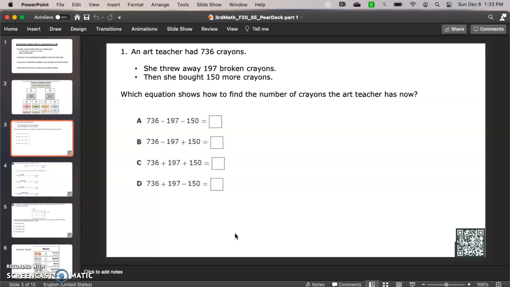Work on your problem. Press pause if you need to take some time to work the problem before going on to the next question.